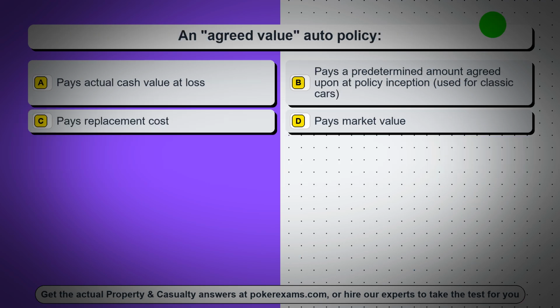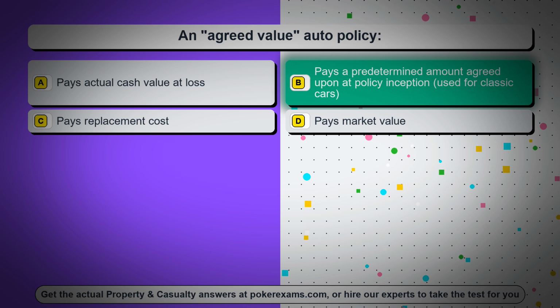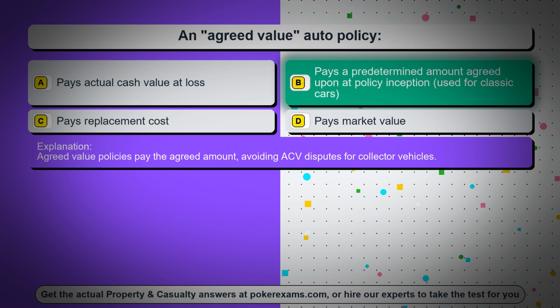Question 30. An agreed value auto policy. Option A, pays actual cash value at loss. Option B, pays a predetermined amount agreed upon at policy inception, used for classic cars. Option C, pays replacement cost. Option D, pays market value. The correct answer is option B, pays a predetermined amount agreed upon at policy inception, used for classic cars. Agreed value policies pay the agreed amount, avoiding ACV disputes for collector vehicles.